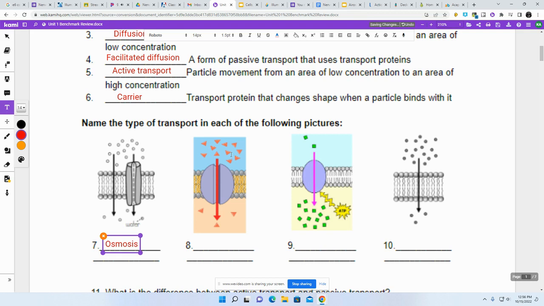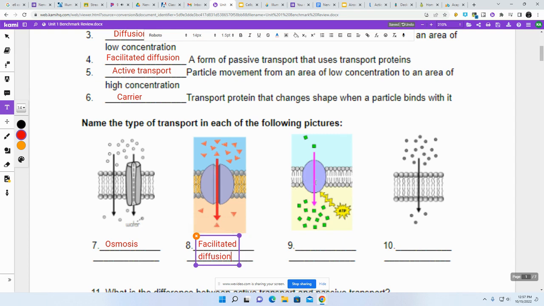All right, so this one right here, the triangles are going from high concentration on the top to low concentration on the bottom, but it's using this protein channel. So since it has a protein, it has to go through a protein. That's facilitated. Facilitated. That looks right. Aided. Yeah, there we go. Facilitated diffusion, the movement of substances from high to low concentration through a protein channel.